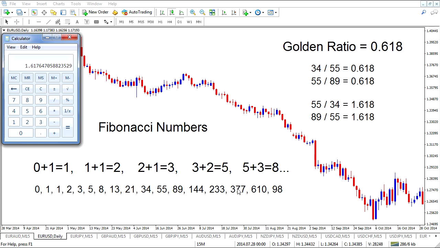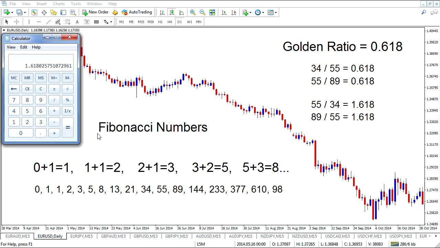Let's take a look at something here like this. We'll go 377 divided by 233. That gives us 1.61802575510 and so on. So we get closer and closer to that 1.618 number. Now, if we take some huge Fibonacci numbers out of the sequence, we would get 1.61800000479 or something like that. They get closer and closer to this ratio. And this is where Fibonacci retracements come from.